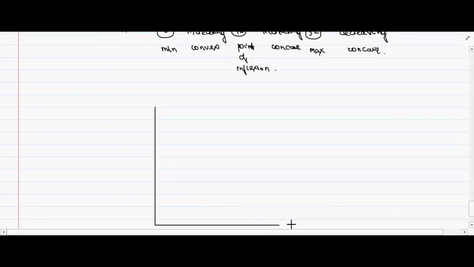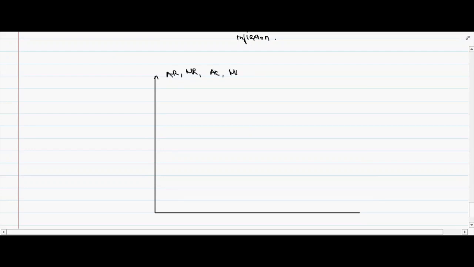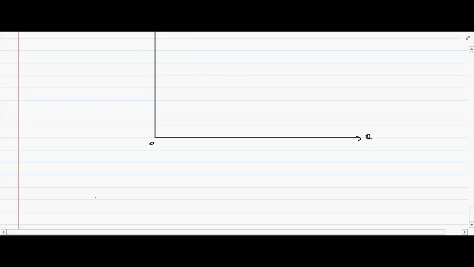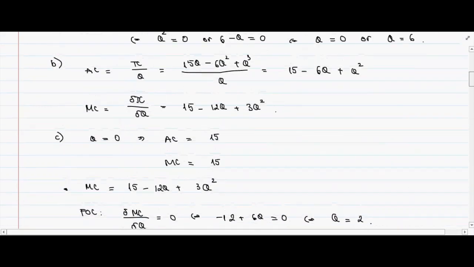Okay, so our next diagram is here where I have average revenue, marginal revenue, average cost, marginal cost, and Q, which is 0. We found previously that average revenue and marginal revenue are equal to the price, which is equal to 15. So basically that is just going to be a straight line at the point 15. So this is marginal revenue equal to average revenue equal to P0. Now marginal cost, we found earlier, is equal to 15 minus 12Q minus 3Q squared. That's what we found earlier, which is here.